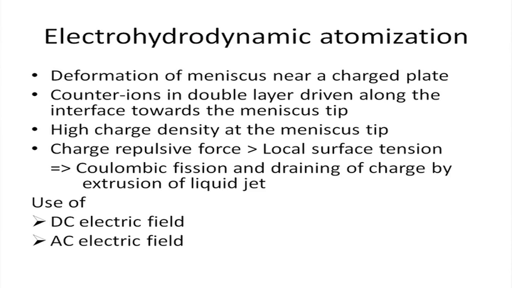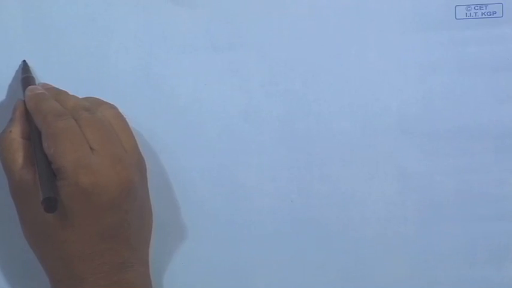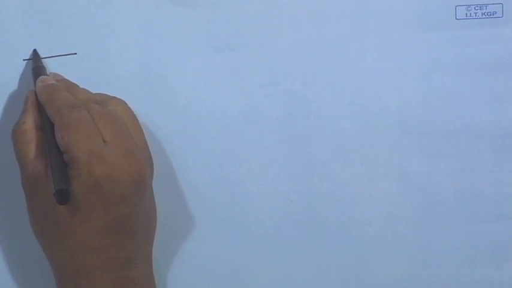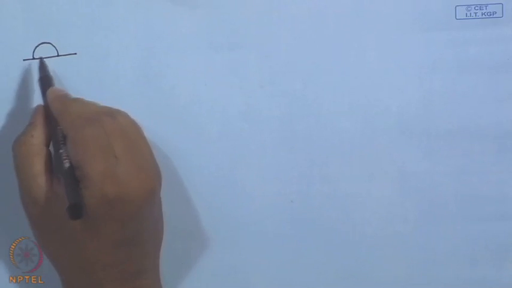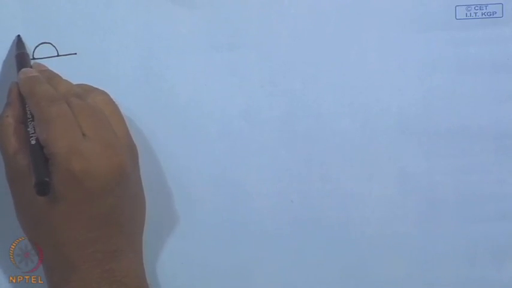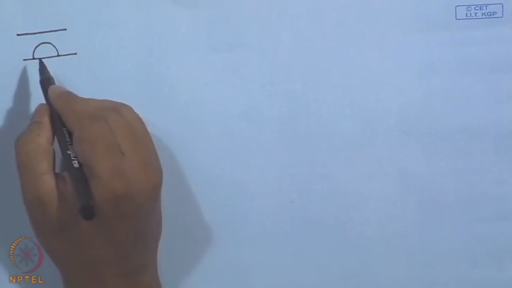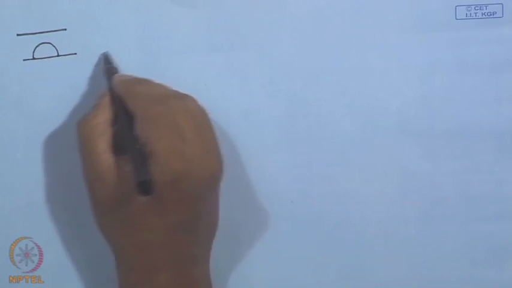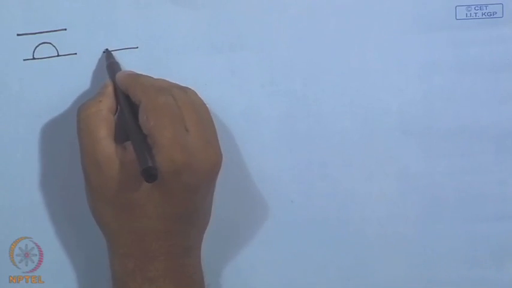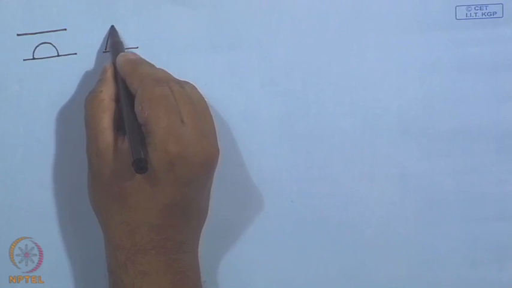What we mean by this is, if there is a liquid sitting there and you bring a charged plate next to it, you see that the meniscus is deformed. By that we mean that the meniscus takes a shape like this.